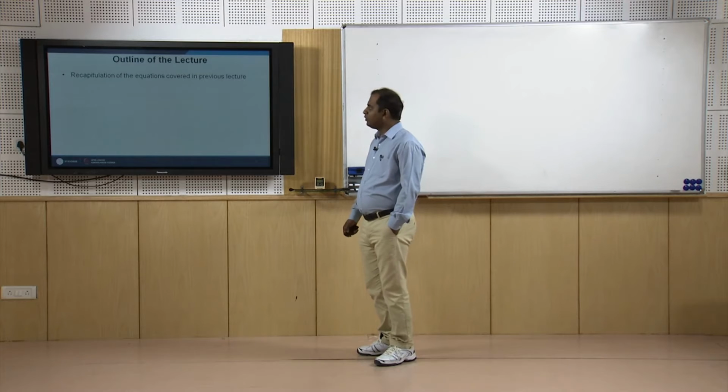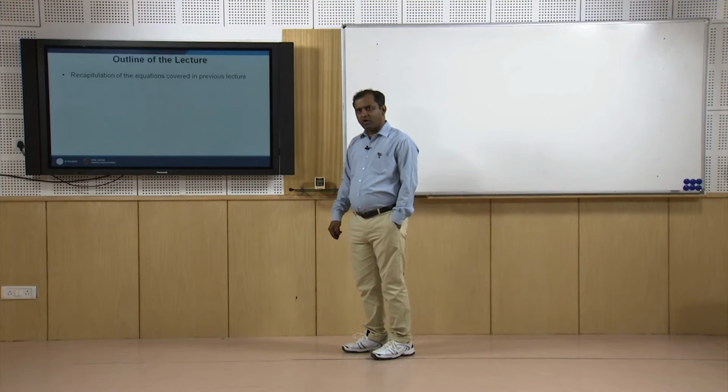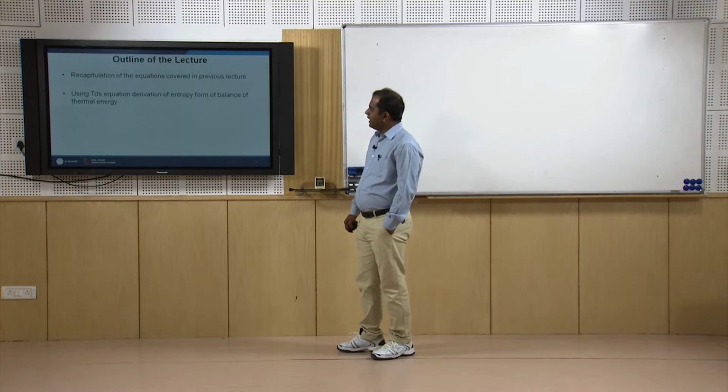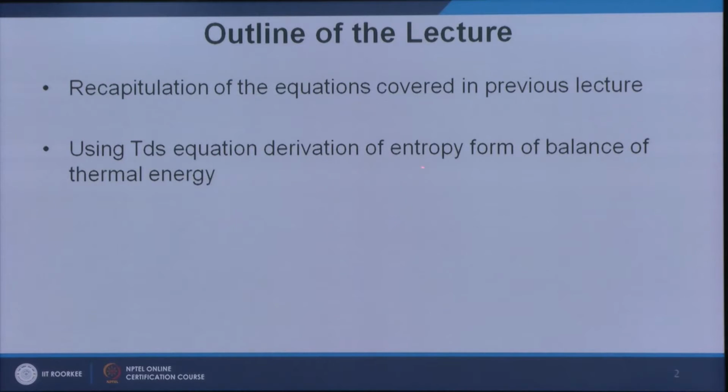At the beginning, we will recapitulate the equations we covered in the previous lecture. We will show you the final form of the thermal energy balance equation in the internal energy balance form and the enthalpy balance form. We will use the TdS equation for derivation of the entropy balance equation. Not entropy balance, I should say the thermal energy balance equation in the form of entropy.